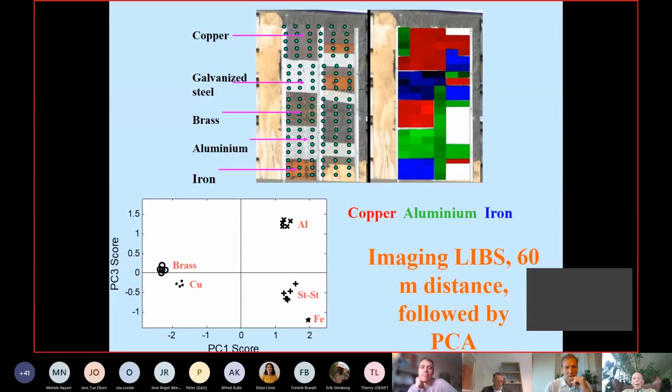And this is, of course, the situation which was discussed quite a lot about how to distinguish different metals. LIBS is the perfect way to do that. Here we have different, you see, copper, galvanized steel, brass, aluminum, iron. And here, even at 60 meters distance, followed by principal component analysis, we clearly split this up. And of course, the robot you saw before, as was already mentioned, in principle, by such a picking laser, doing these things, you could immediately see if it's copper, aluminum, or iron. The question is, of course, the economy in all this.